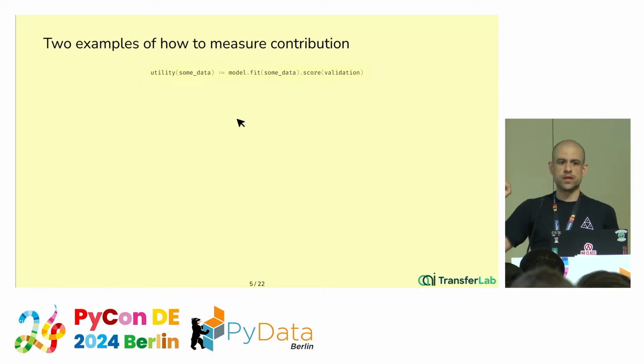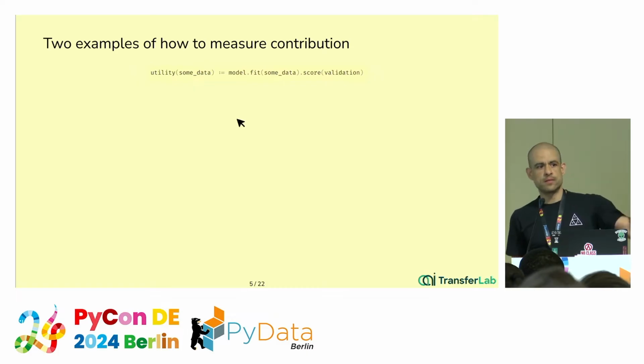I train my model on it, a supervised model, and I score my model trained on this data on some fixed validation set. This is my utility. How good was the data for me? This is for any subset of data that you give me, but the validation set is fixed.